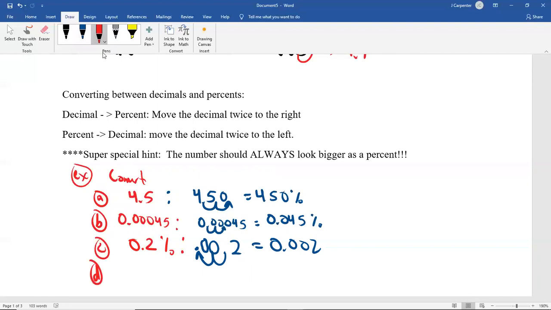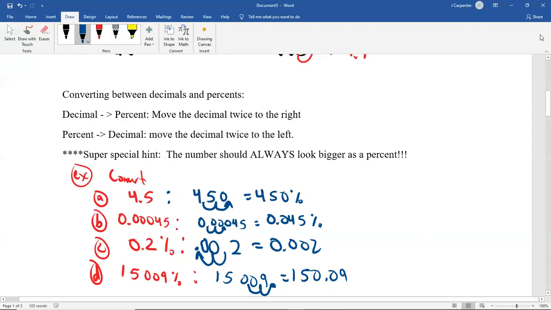One more. What if we had 15,009%? So we write the 15,009. Now that number did not have a decimal originally, so guess what? You put it at the end, the far right. Now again, we just did the last one correct ultimately, so we'll follow the pattern and we go left twice, which would make this 150.09. There we go.